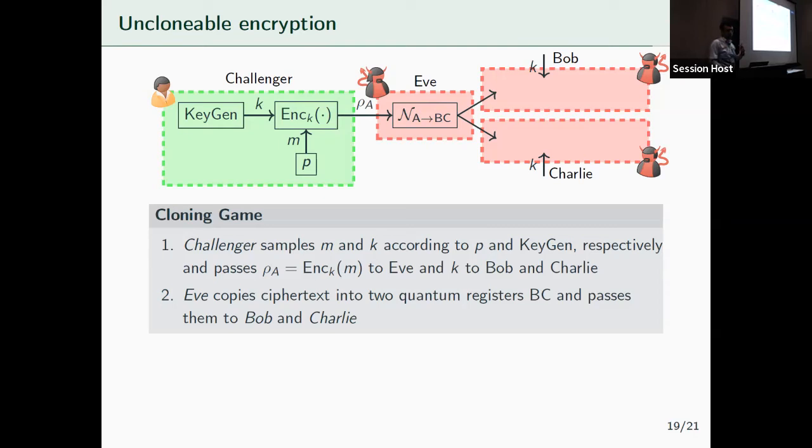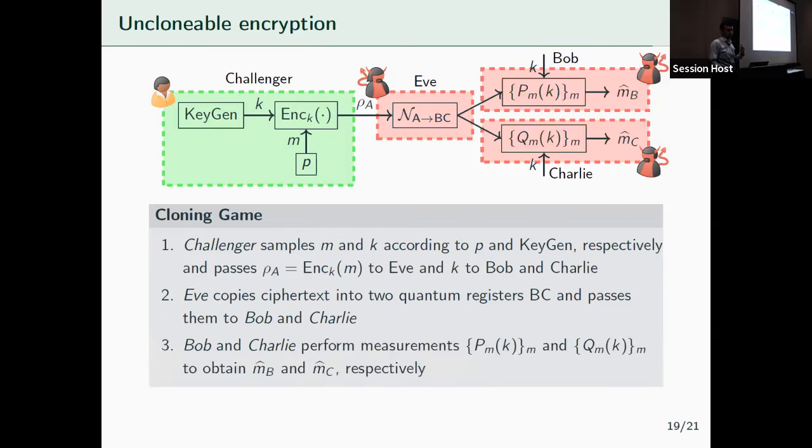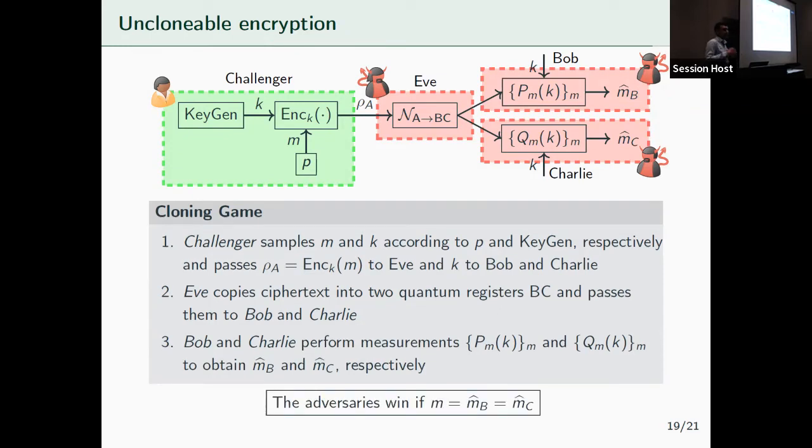Then Bob and Charlie have the value of the key, and they receive some quantum register, and they perform some measurement to decode the message. And they win if they all decode the message correctly.